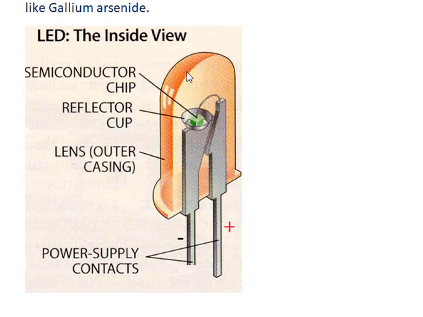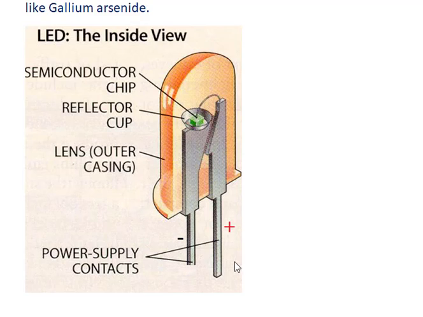So in the inside view of this LED, it has two electrodes. One is the positive electrode, another is the negative electrode. A small semiconductor chip made of a gallium compound is placed here. It is the outer reflector curve. It is the outer lens casing. It is the body of the LED. The power is supplied here.